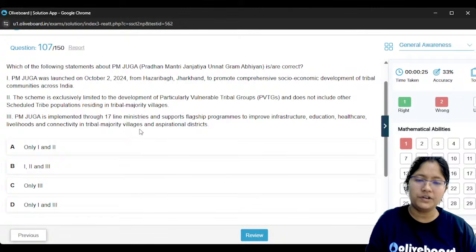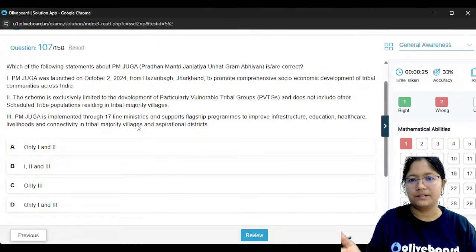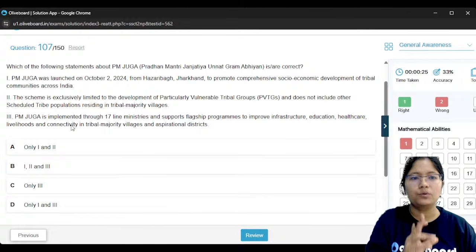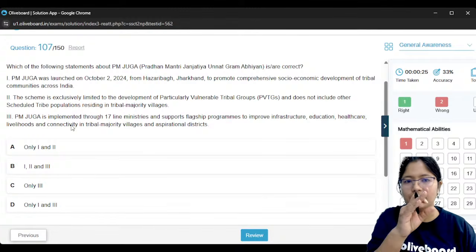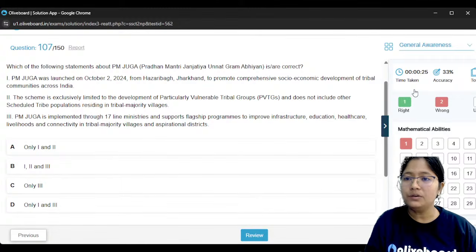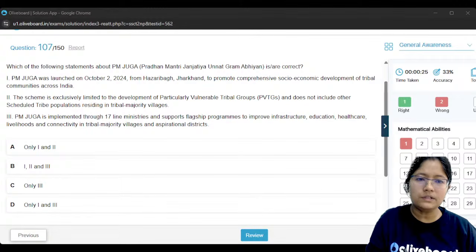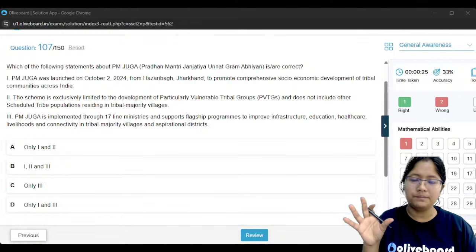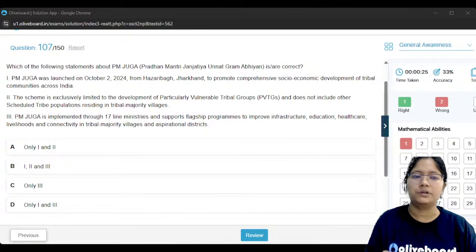Connectivity in tribal majority villages, yes, but it will pass through others also. Except for the doubt in this particular region, only in tribal majority, the rest is good. We will not just eliminate 2 because of this. Though the tribal majority villages will be focused on for connectivity, it does not mean it will not go through other places. It might go through other places as well, but mainly it will focus on that particular region.